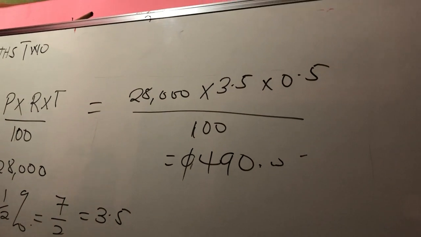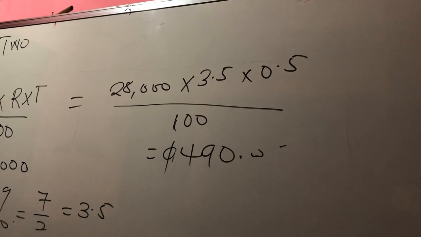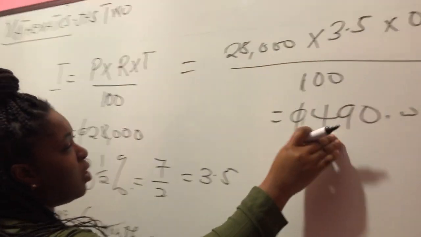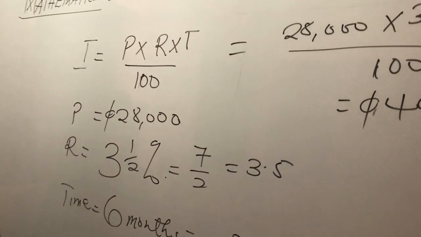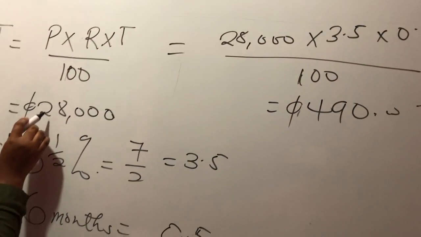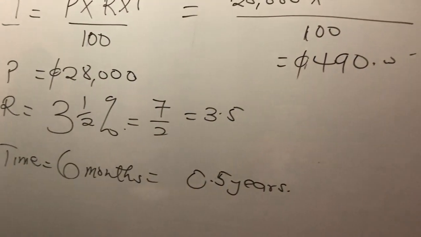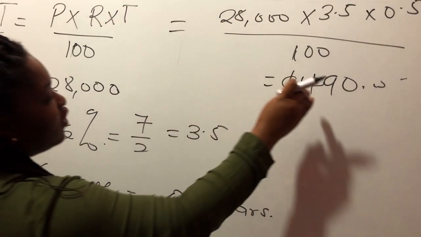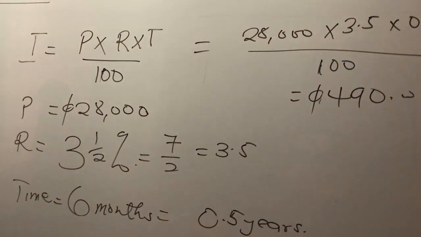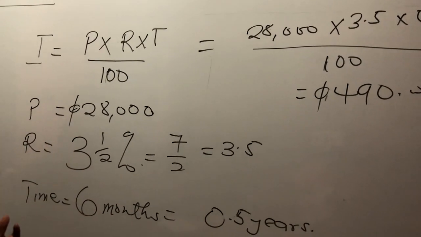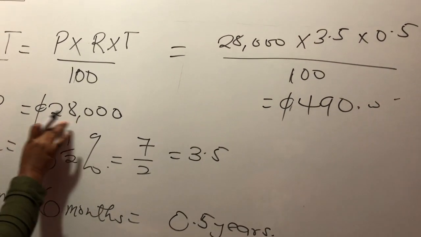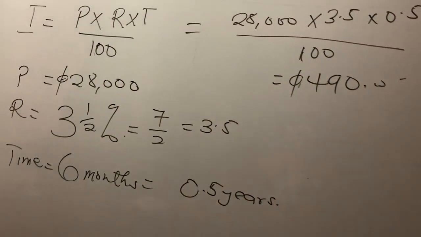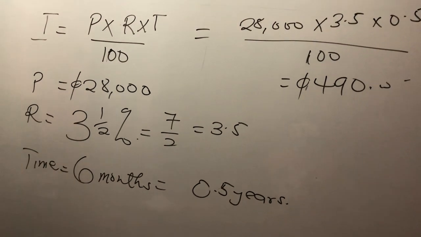Okay, so as I started by telling you, it would never make sense that the money you have borrowed from somebody, you are going to pay more than the money you have borrowed. That is not how interest works. So you can see that the man borrowed 28,000 Ghana cedis, but at the end of the 6 months, he added 490 Ghana cedis to it. So if he's paying back the money to the person he borrowed from, it's going to be the 28,000 plus the 490 Ghana cedis. Quickly, the next question.